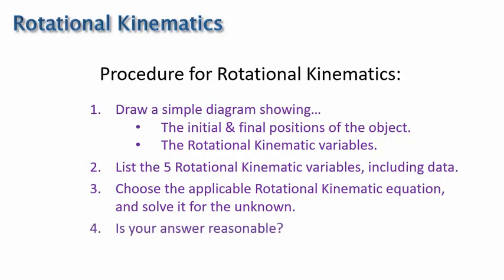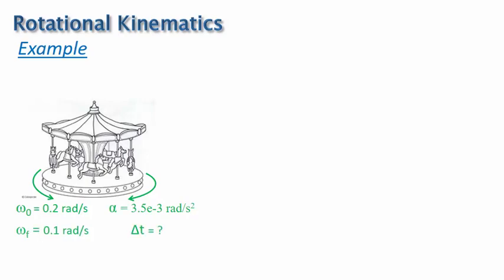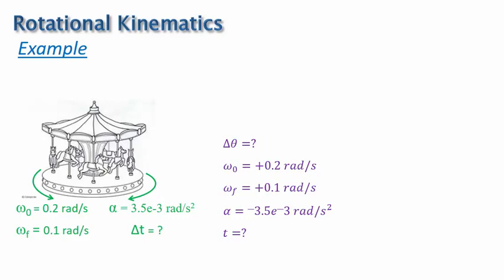To demonstrate this process, I'll work through a simple example. Say we have a carousel that's rotating counterclockwise when viewed from above with an initial angular speed of 0.2 radians per second. If the carousel slows with an acceleration of 3.5 times 10 to the minus 3 radians per second squared, how long will it take for it to slow down to 0.1 radians per second? So there's our diagram, and now the next step in the procedure is to list the 5 variables and include the information that was given.